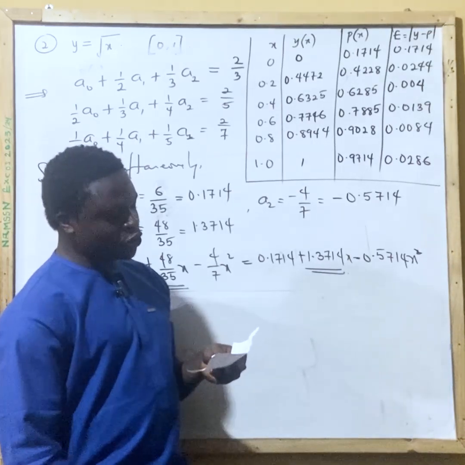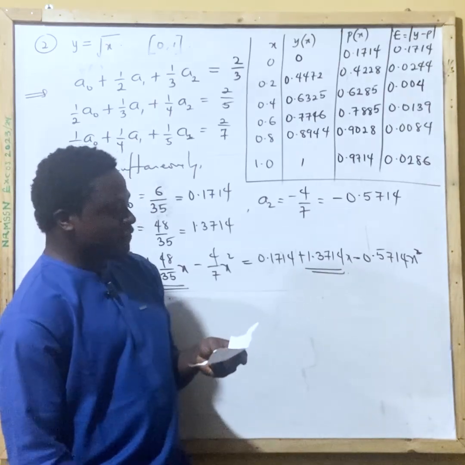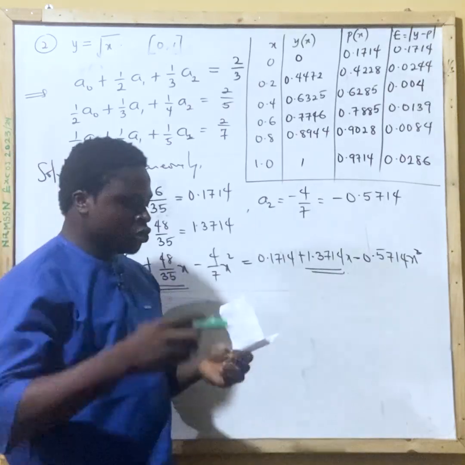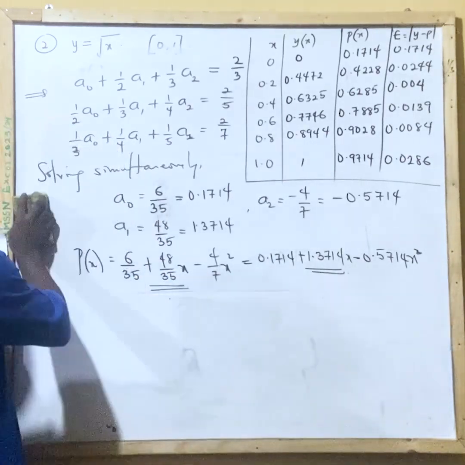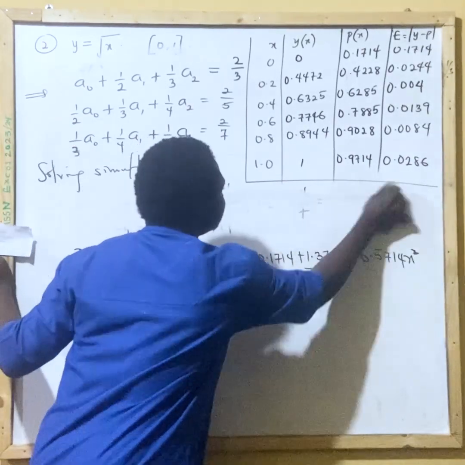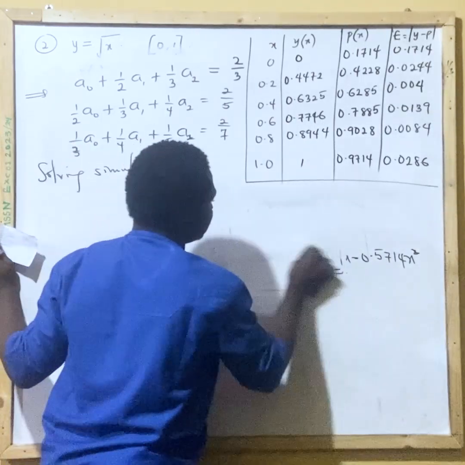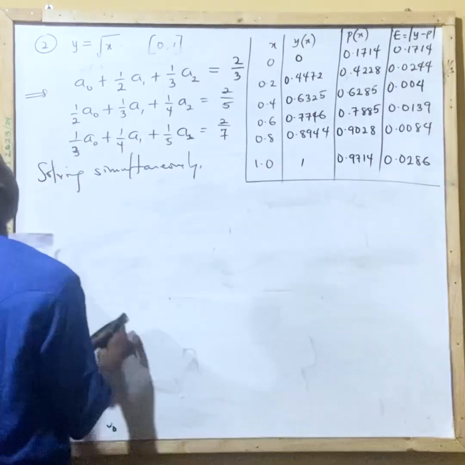Then the last one is saying that we should give a sketch of the graph showing the quadratic approximation and the exact solution. So basically what we are told to do is draw a graph where our graph is to contain your x-axis and your y-axis.